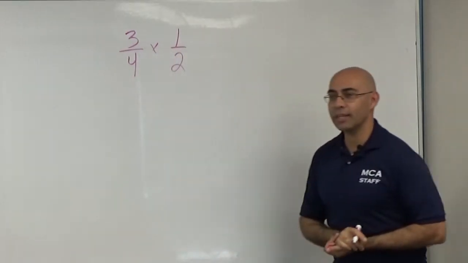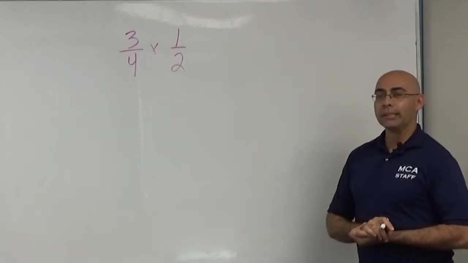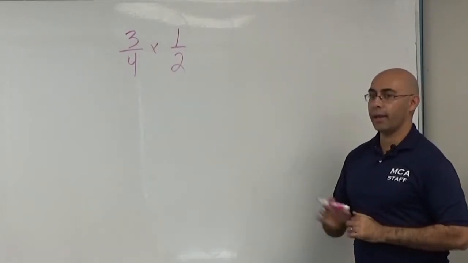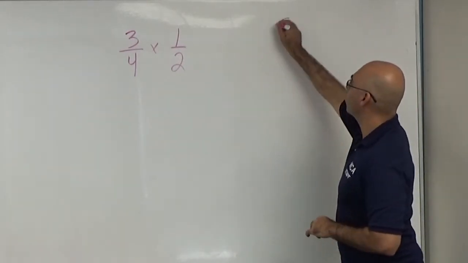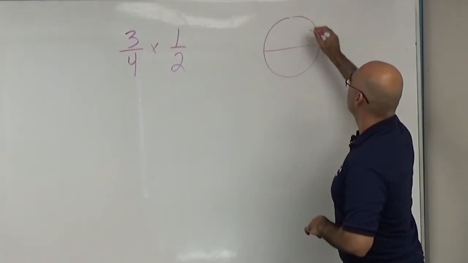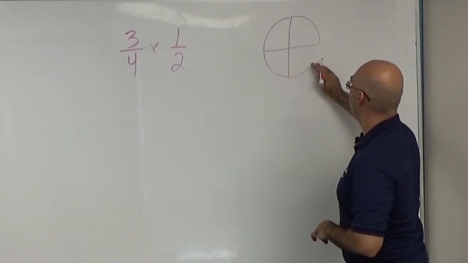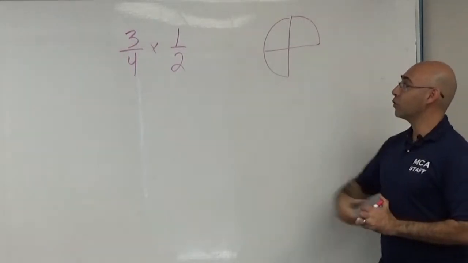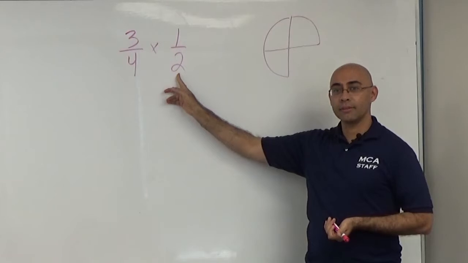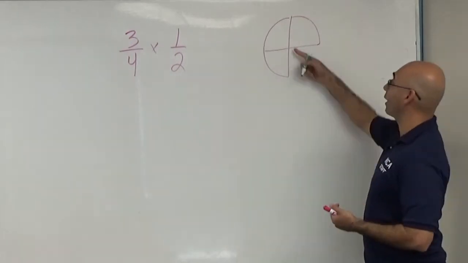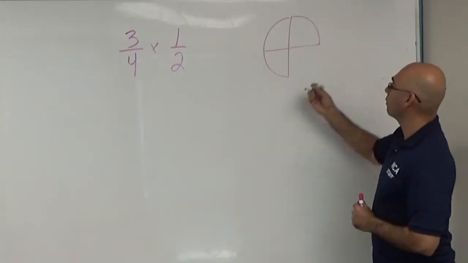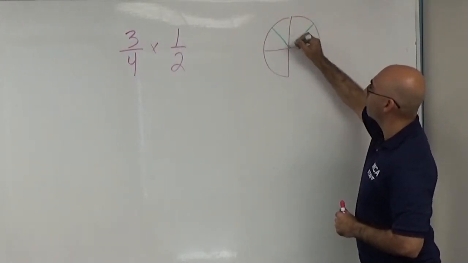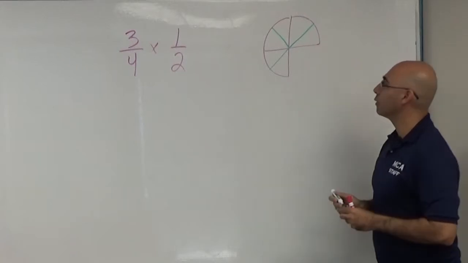I have a fraction times another fraction. Well, let's take a look as a picture. Here's 3/4. That's 3/4. Now this just means to cut it in half, doesn't it? So I'm just going to cut each of these pieces in half.